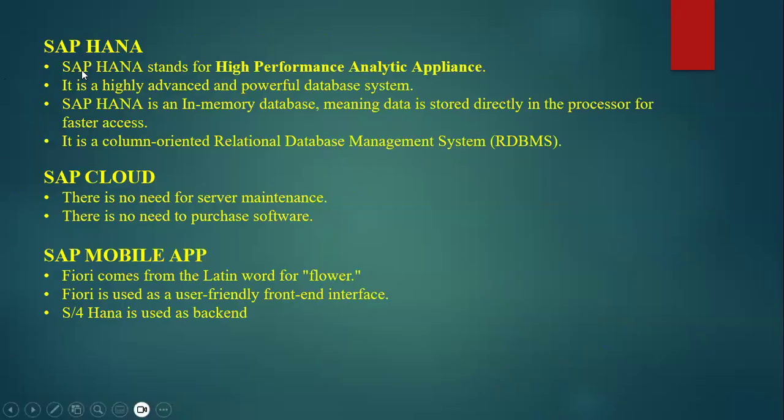Now SAP HANA. SAP HANA stands for High Performance Analytic Appliance. It is highly advanced and powerful database system. So SAP HANA is an in-memory database, meaning data is stored directly in the processor for fast access. It is column-oriented relational database management system where all the data is stored in the tables format.